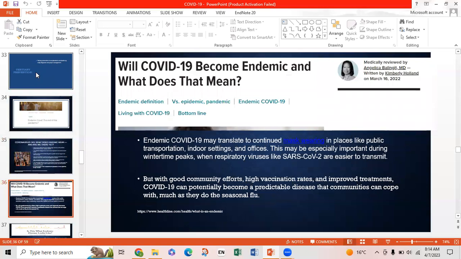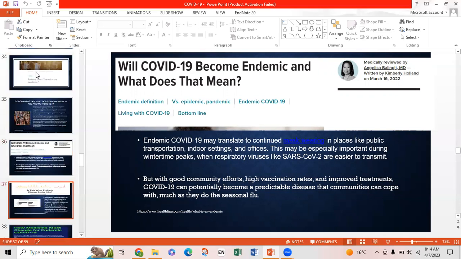Will COVID-19 become endemic, and what does that mean? COVID-19 being endemic may translate to continued transmission in places like public transportation, indoor settings, and offices. This may be especially important during winter peaks, when respiratory viruses are easier to transmit. But with good community efforts, high vaccination rates, and improved treatments, COVID-19 can potentially become a predictable disease that communities can cope with, much as they do with the seasonal flu.